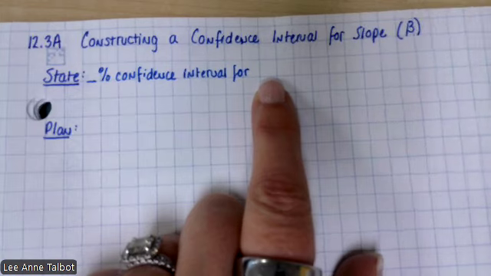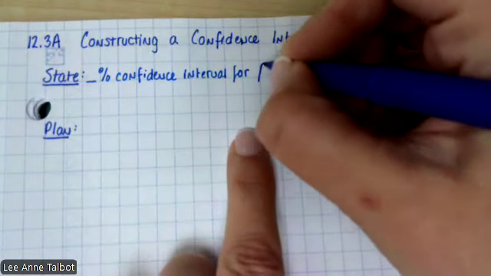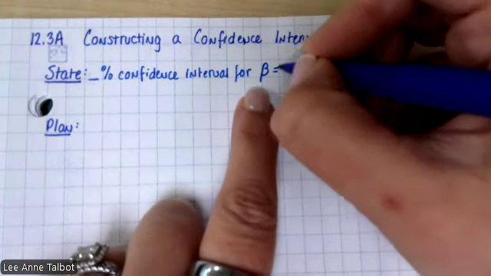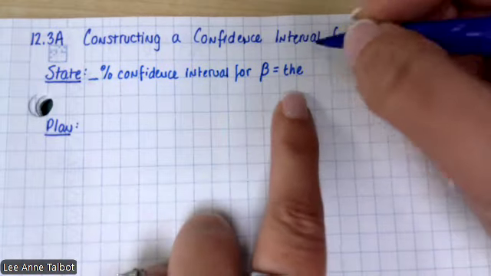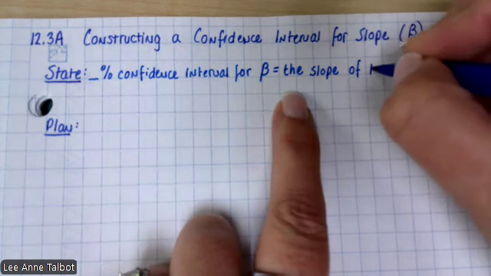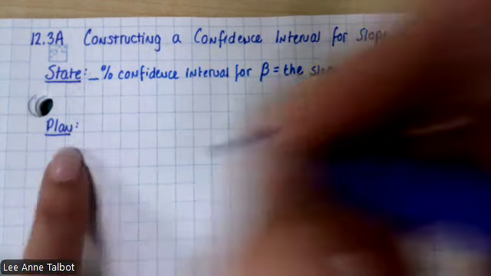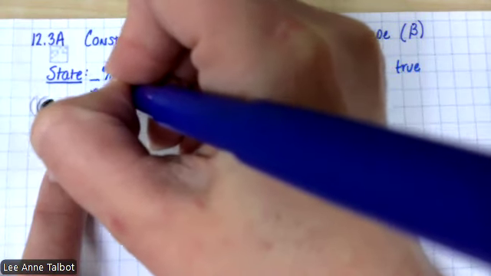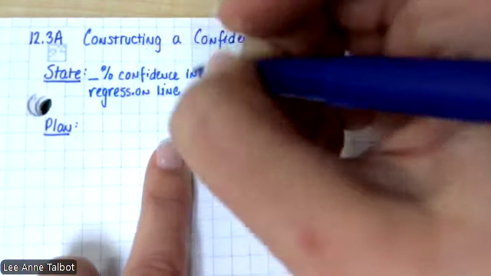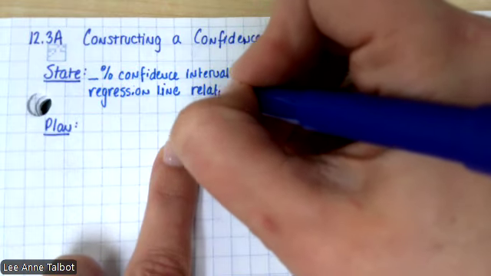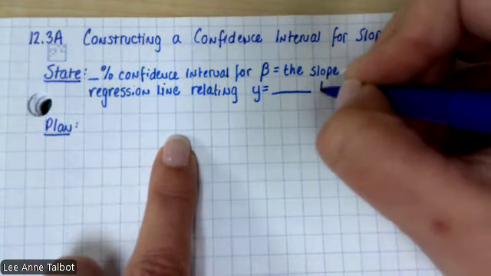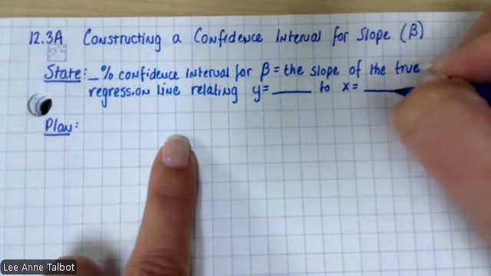Okay, so for this, it's beta, which is capital Greek letter beta, equals the slope of the true regression line relating y equals to x equals.